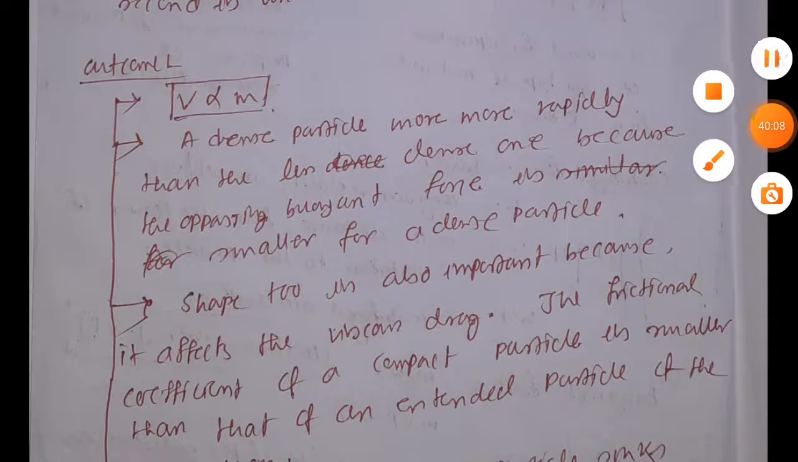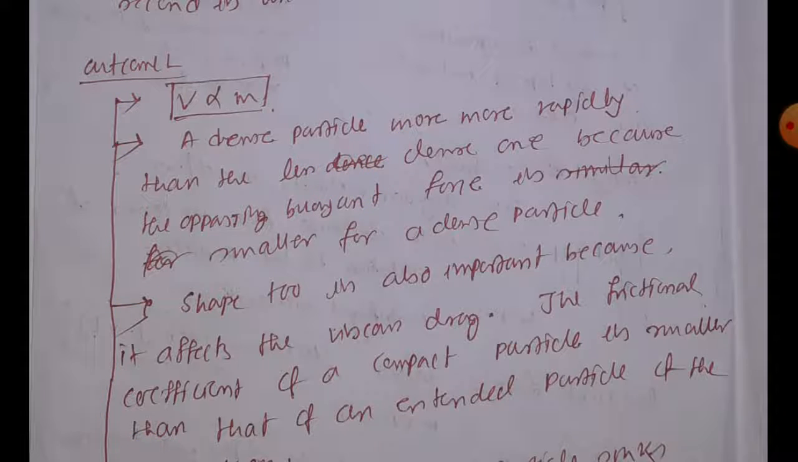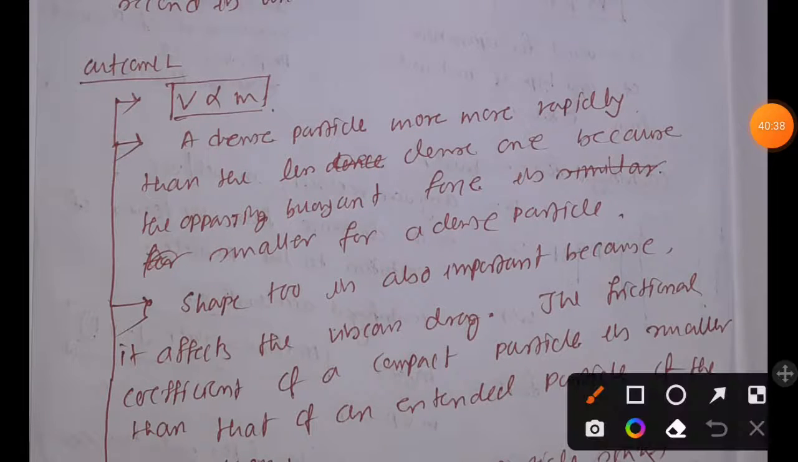Another very important thing from this section is the conclusions from the principle of centrifugation. The first conclusion is that sedimentation velocity is directly proportional to the molecular mass. A particle with larger molecular mass will sediment faster than a smaller one. Another is that a dense particle will exhibit less buoyancy.